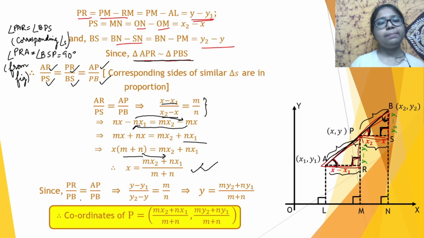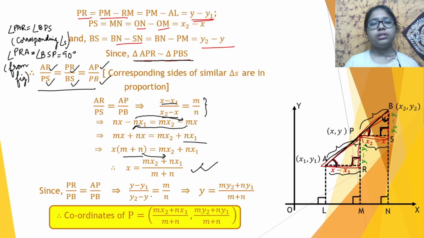Since PR by BS equals AP by PB from this equation, then PR equals y minus y1 and BS equals y2 minus y, equals AP by PB, which is m by n. Then from there we can get y as my2 plus ny1 by m plus n. So the coordinates of P become: the x coordinate is mx2 plus nx1 by m plus n from here, and the y coordinate becomes my2 plus ny1 by m plus n from this equation.